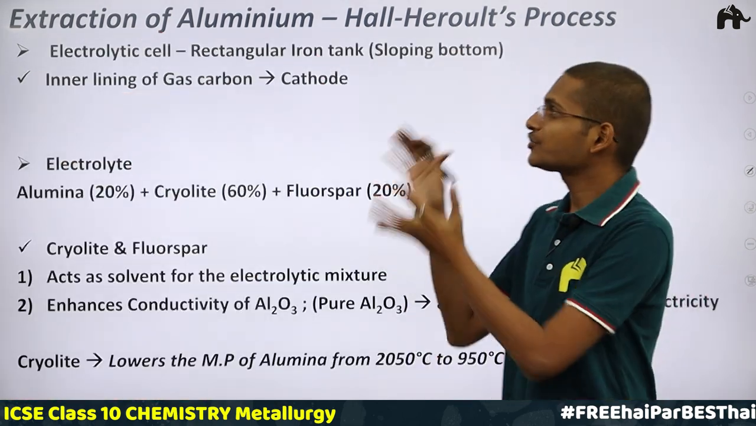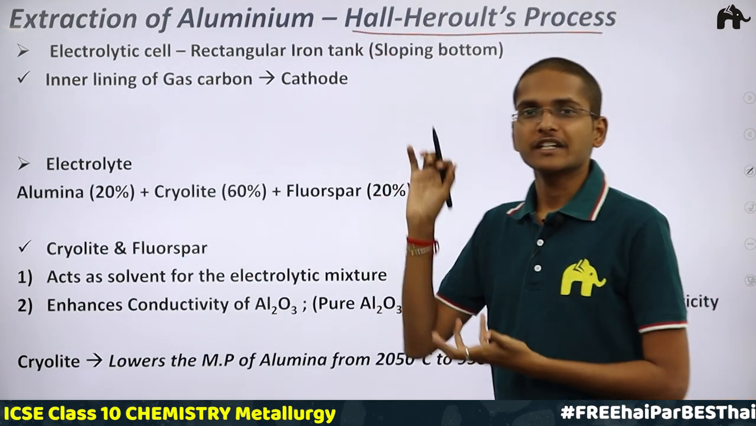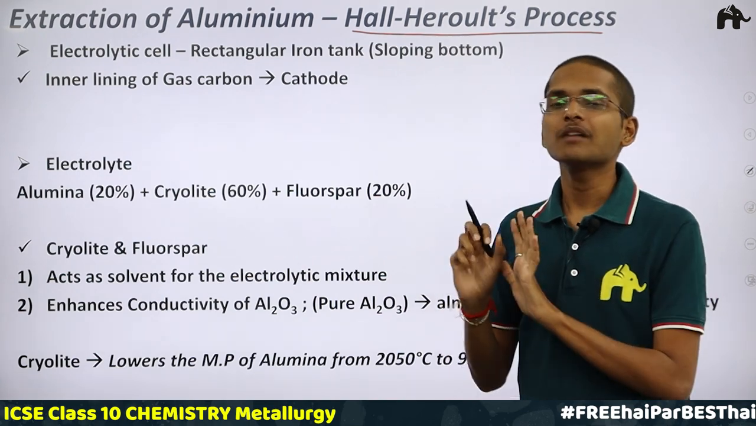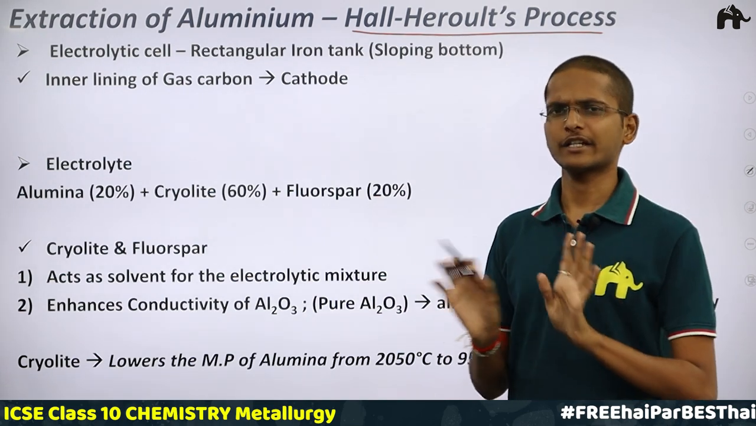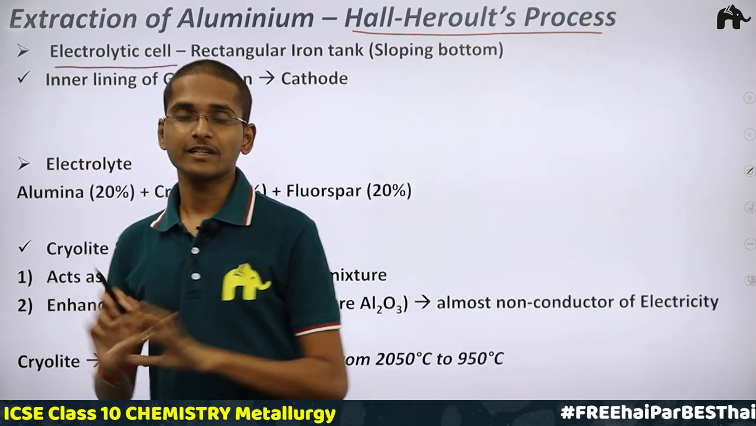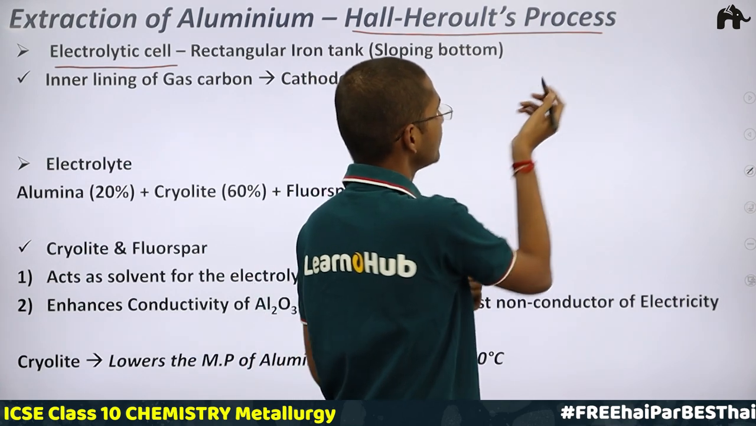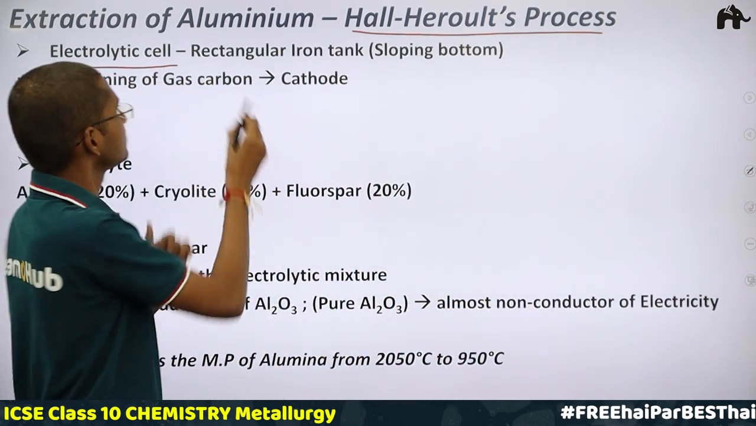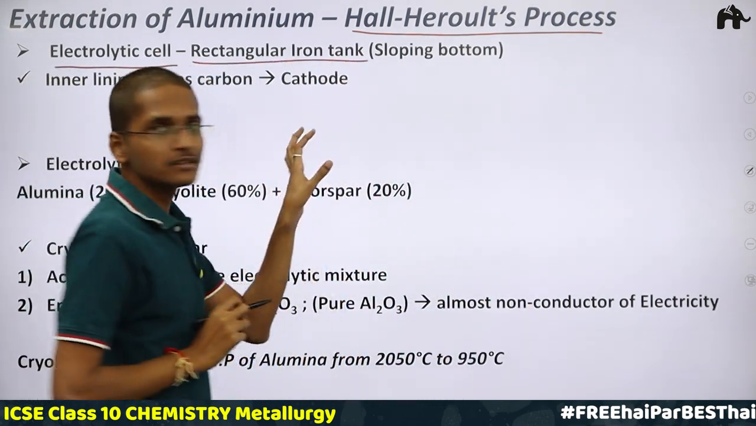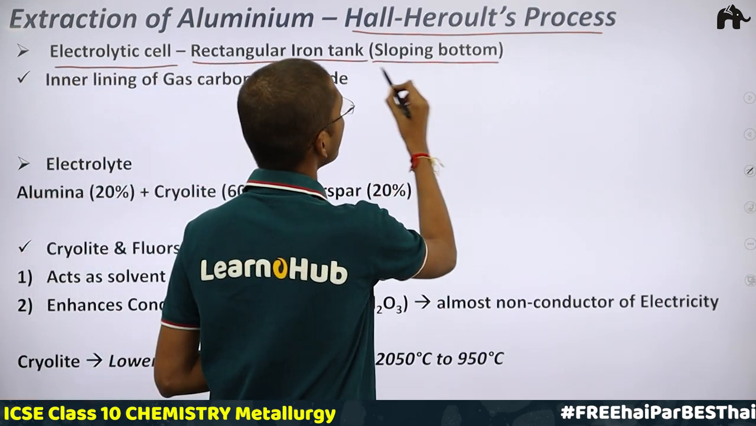Very fine. Now let's start to study the Hall-Heroult process. Now how would we extract aluminum from our alumina by using electrolysis? So we need to carry out electrolysis. That's very simple. First, we would start with the electrolytic cell. In order to carry out the electrolysis, we need an electrolytic cell, which is made up of an iron tank, which is rectangular, but has a sloping bottom.